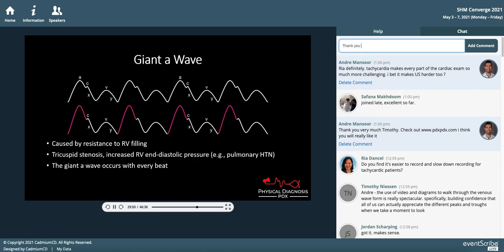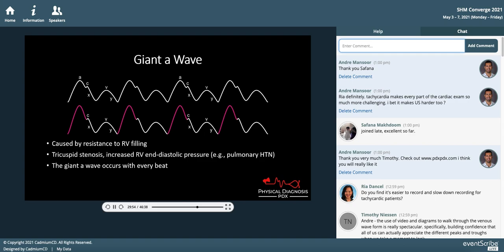Let's talk about the giant A wave next. So here we have an A wave that is larger than normal. And again, we have to go back to what causes the A wave. That's right atrial contraction. So what would cause the pressure in the right atrium to be greater than normal during right atrial contraction? Well, that will occur if you have any resistance to right ventricular filling. And that happens with tricuspid stenosis. It happens when right ventricular end diastolic pressure is elevated from something like pulmonary hypertension.